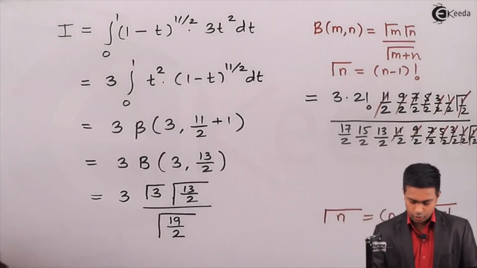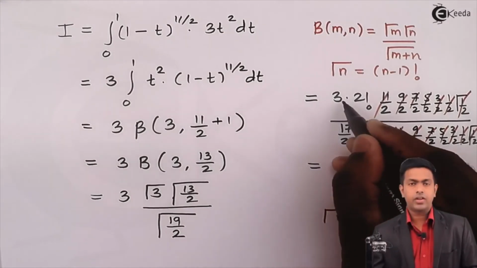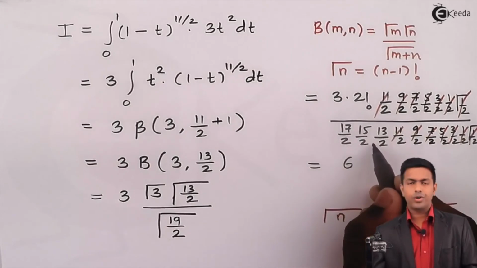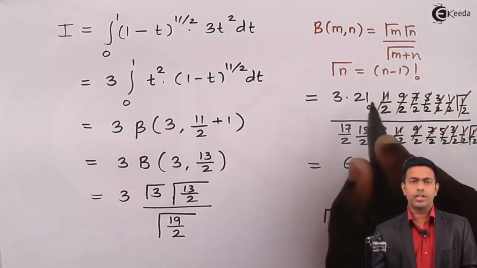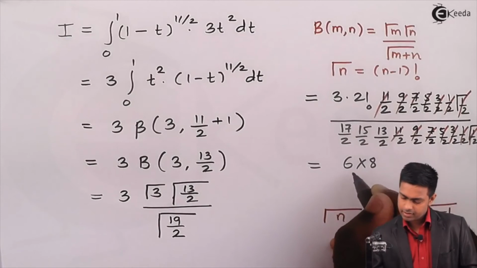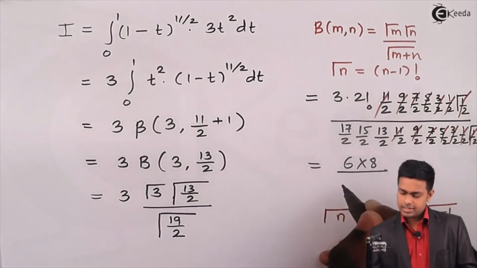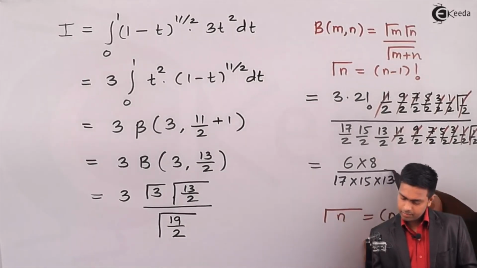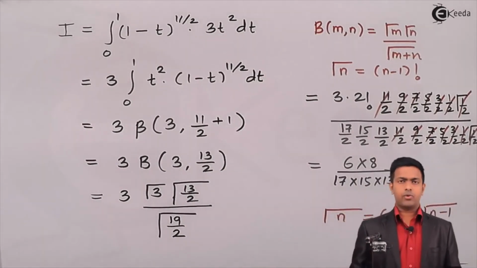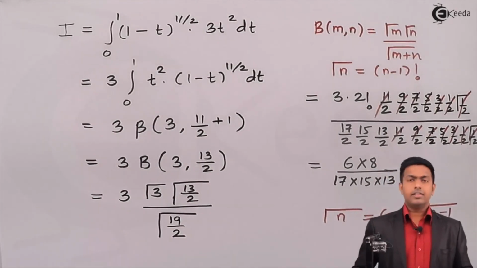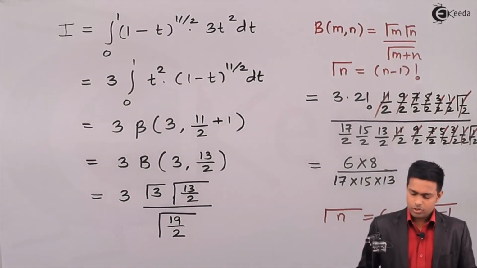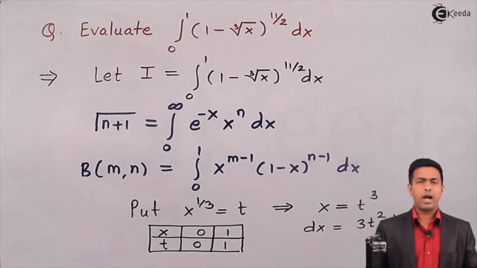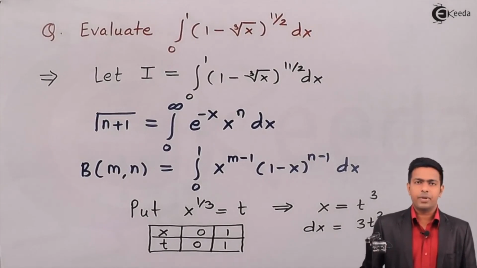So here in the numerator we will get 3 into 2, that is 6. Next 2 into 2 into 2, that is 8. It will go in the numerator, so that will multiply this 6 upon, we will get 17 into 15 into 30. So we just have to calculate this value on the calculator, and this will be the final result. So here we got the value of the integration by using the definition of beta function.